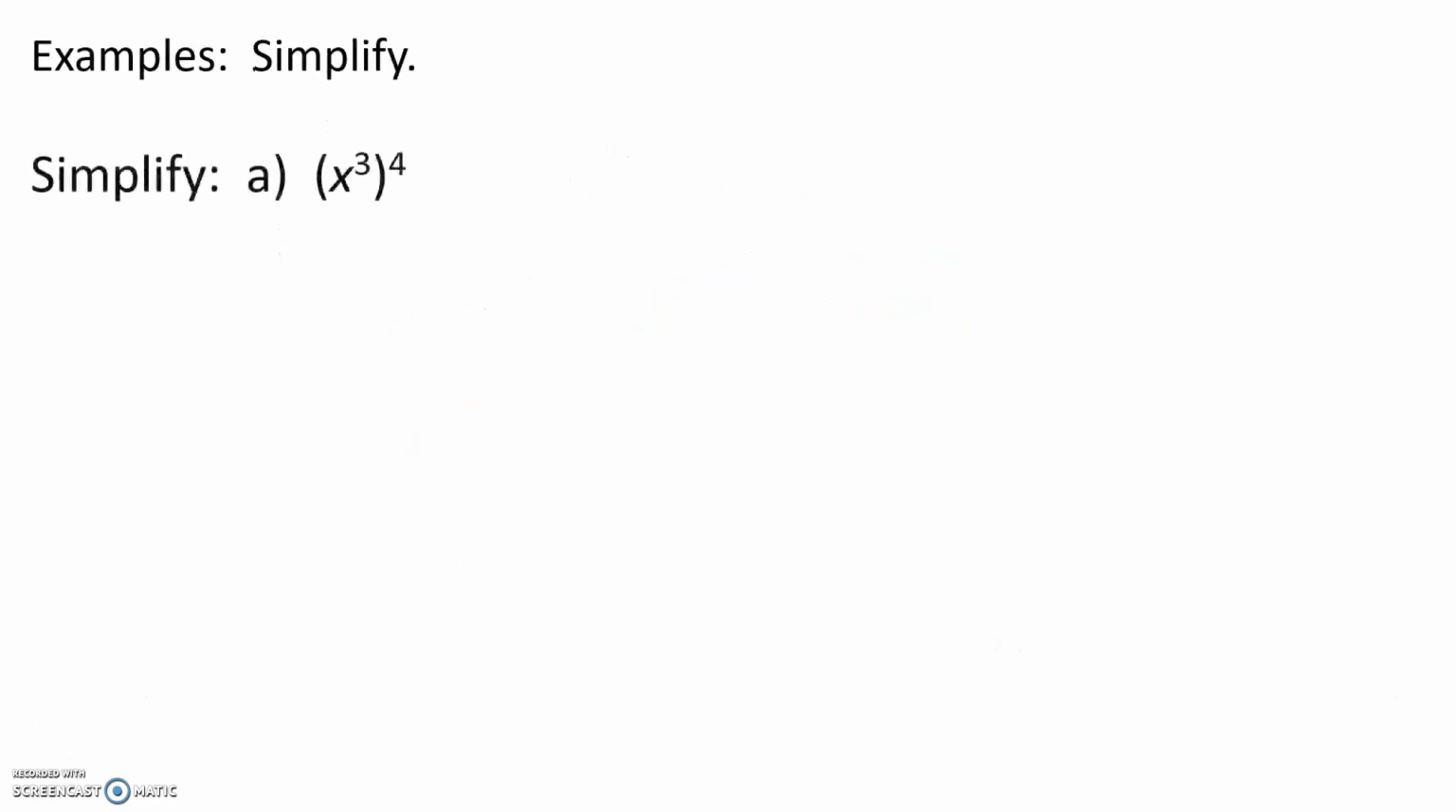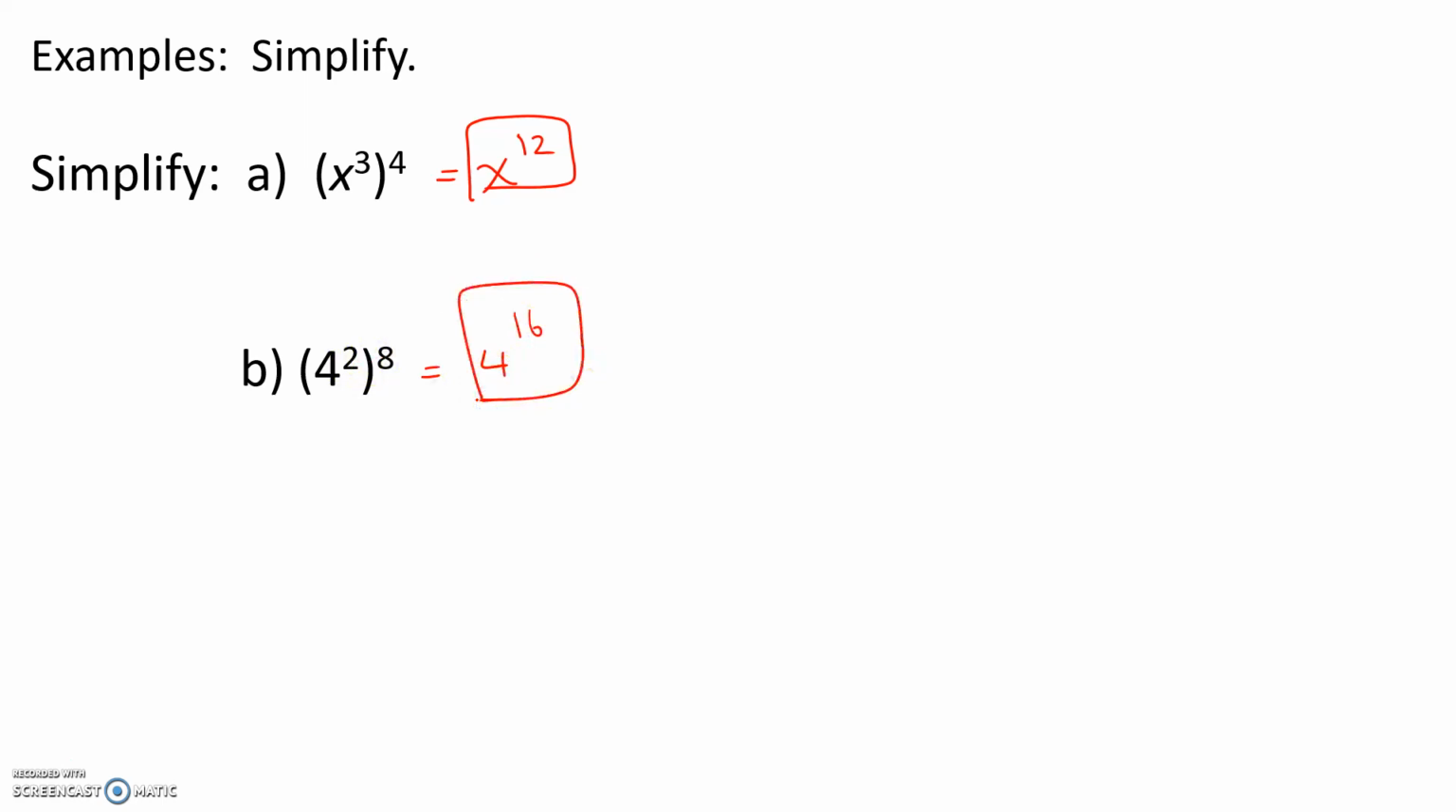Here are some examples. X cubed to the fourth power is x to the 12th. We'll multiply 3 times 4 since we have a power raised to another power. 4 squared to the 8th power, we have a power raised to another power, so you multiply the two exponents. This will give you 4 to the 16th power.